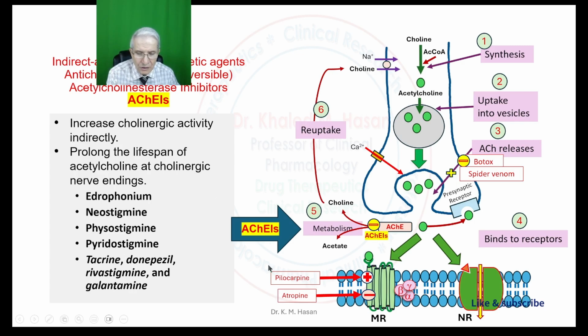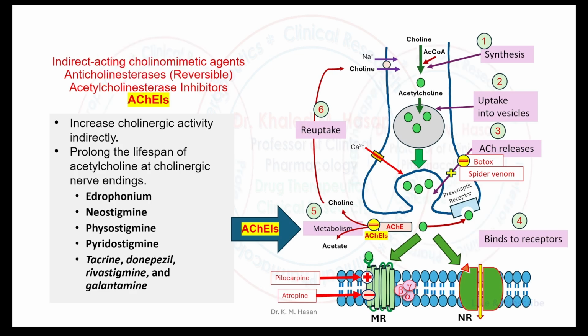Okay, now we talk about a group of medication. Speaking about the acetylcholinesterase inhibitors, indirect acting, reversible. We need to remember that these are indirect acting cholinomimetic agents, considered anticholinesterase, reversible, AChEIs. They increase the activity of acetylcholine, increase the activity of cholinergic indirectly, through inhibiting the enzyme. This will prolong the action and lifespan of acetylcholine.